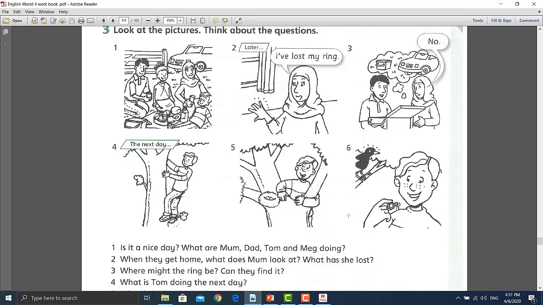Question number 3. Where might the ring be? Can they find it? Number 4. What is Tom doing the next day? I'd like you now to try to get the answers for these questions and put the answers in the form of a story.